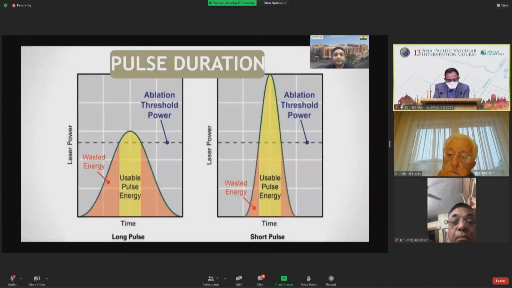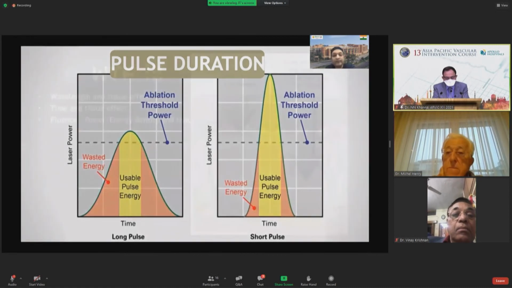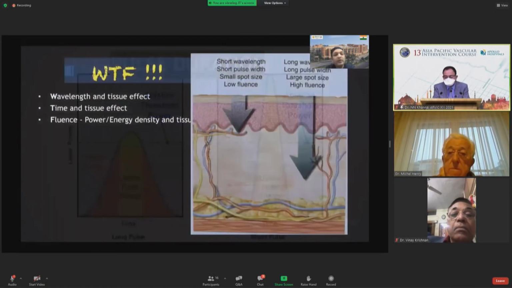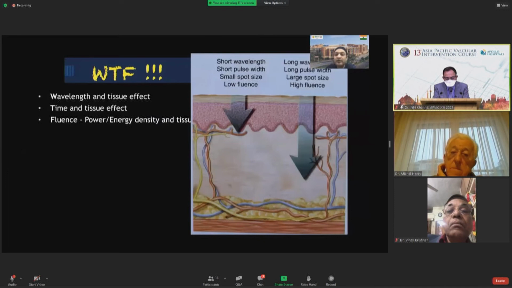Once you use long pulses, then you have less ablation. When you use short pulses, then you get a much higher ablation. This is a very important thing that we use: a shorter wavelength, short pulse width, small spot size, and low fluence. So this is how it works.